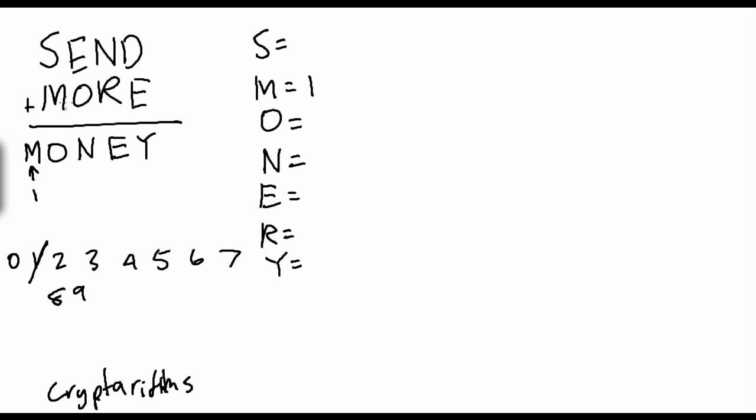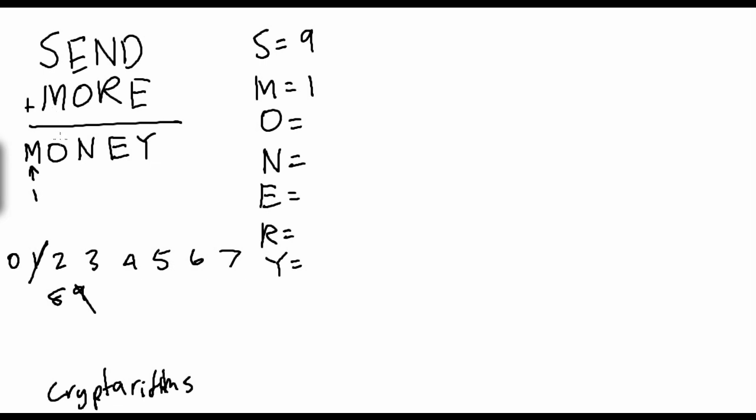Then let's think about it. If M is 1 and S plus M has to be 10 or greater, then if S is 8, the sum is 9, which is less than 10, and we'd only have one digit there, but it's not. So it can't be 8, it has to be 9. 9 is the only one-digit integer that when added to 1 equals 10 or greater. So S has to be 9. We cross 9 off the list. So M equals 1 and S equals 9.